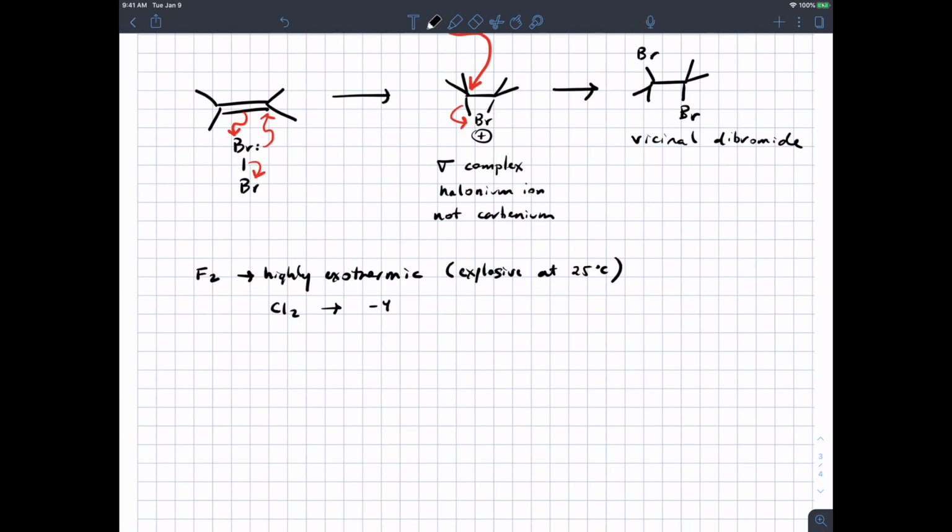Cl2 is exothermic by minus 44 kcals per mole. Br2 is exothermic by minus 29 kcals per mole. I2 is thermoneutral and therefore reversible. So there are examples of iodination of alkenes, but it's not, I think, as downhill in energy as it is with bromine or chlorine.